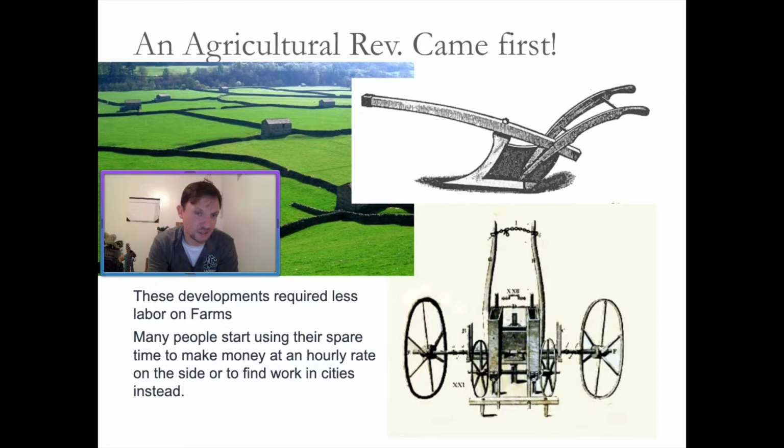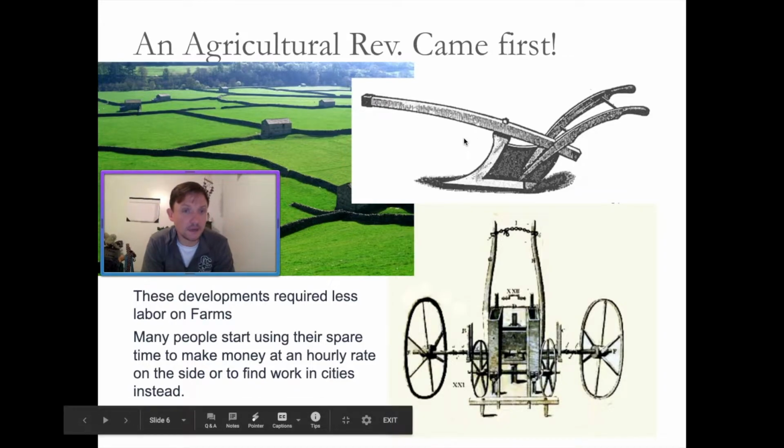You just took the jobs of 30 people and turned it into one device that only takes a horse. So one horse, one guy now plants an entire field. So then you've also got this guy right here, the iron plow.